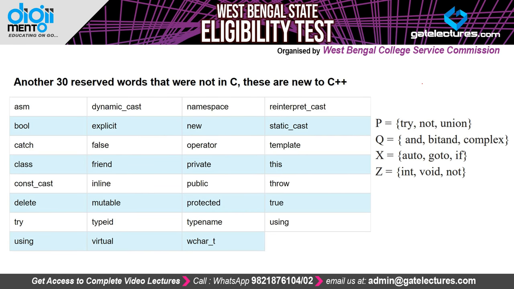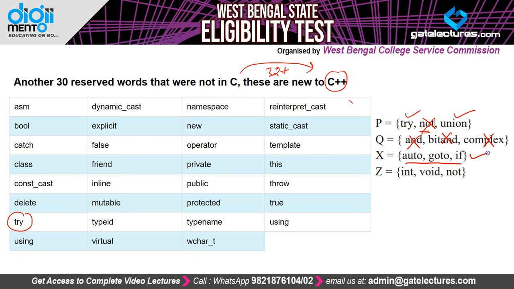Okay, now let us look at C++. Obviously, C++ contains all the C keywords, which are the 32 keywords, plus some extra keywords. Now you can see the try keyword is present in C++, and this not keyword, you can clearly see, is not present in C++, and union is present. Why? Because we have seen in the previous slide that union is present, but not is not at all present. In the next case, we have the AND keyword, and this AND keyword is not present in C++, and BIT AND is also not present in C++, and this complex keyword is also not present.